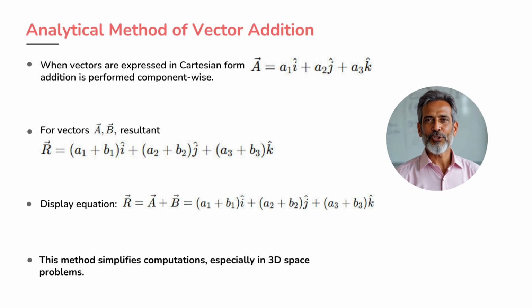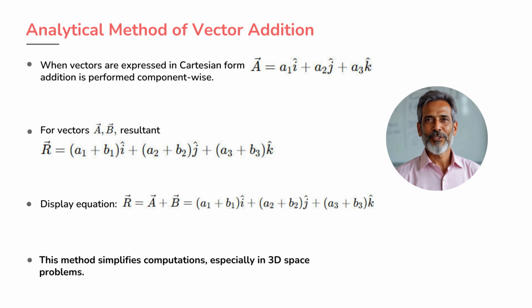Now, let's shift from geometry to numbers, because sometimes calculations need more precision. When vectors are given in Cartesian form, such as vector A equals A1 times i hat plus A2 times j hat plus A3 times k hat, we can add them component-wise. What does that mean? Well, if vector B is given similarly as B1 i hat plus B2 j hat plus B3 k hat, then the resultant vector R is the sum of the corresponding components. So, vector R equals (A1 plus B1) times i hat, plus (A2 plus B2) times j hat, plus (A3 plus B3) times k hat.